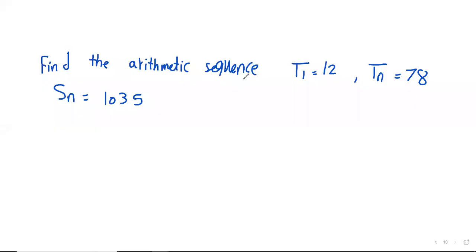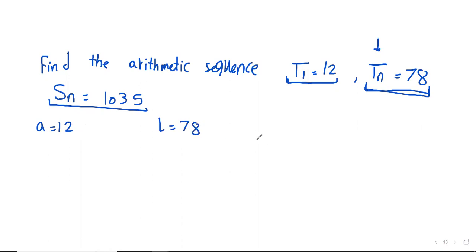Find the arithmetic sequence in which T1 is 12 and Tn equals 78. What is the meaning of Tn? Because we are given that Sn equals 1035. You know what is Sn? The sum of n terms of the sequence starting from T1. And Tn, we deal with Tn here in this case as L. So we have A as 12 and we have L as 78.